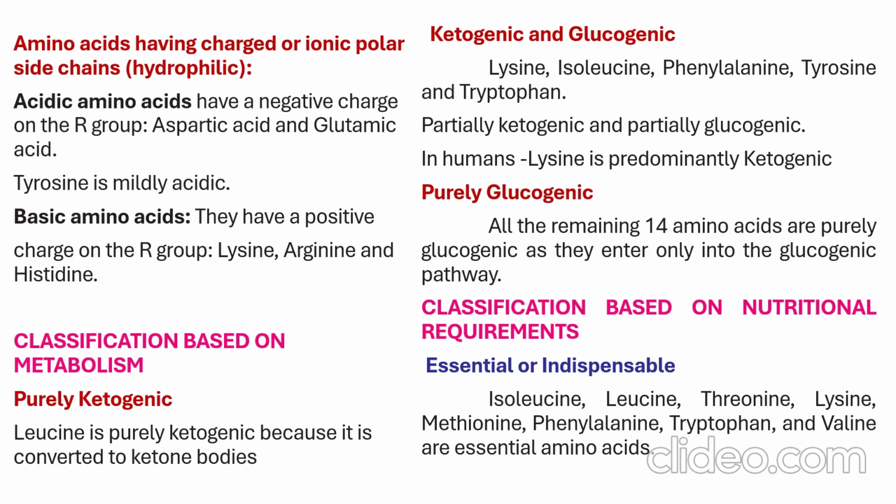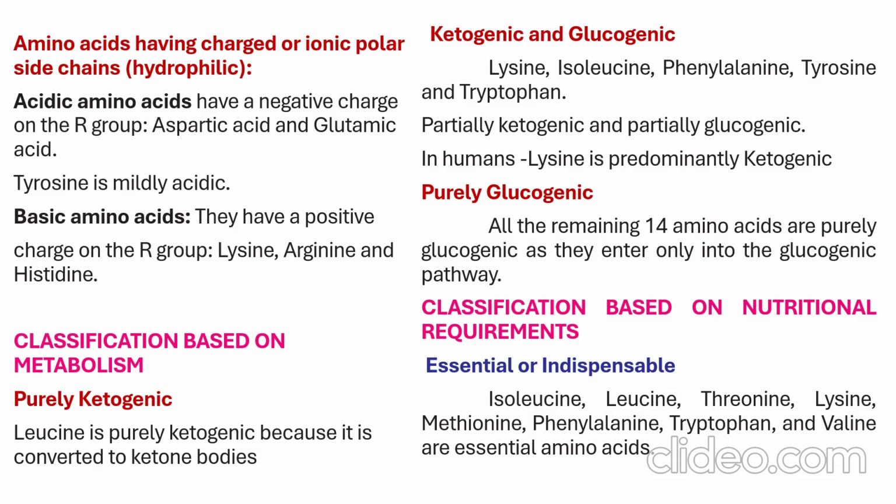During metabolism, part of the carbon skeleton of the amino acid will enter into the ketogenic pathway and the other part enters into the glucogenic pathway. Then all the remaining 14 amino acids, such as alanine, arginine, asparagine, aspartic acid, cysteine, glutamic acid, glutamine, glycine, proline, serine, threonine, methionine, and valine, are purely glucogenic as they enter only into the glucogenic pathway.